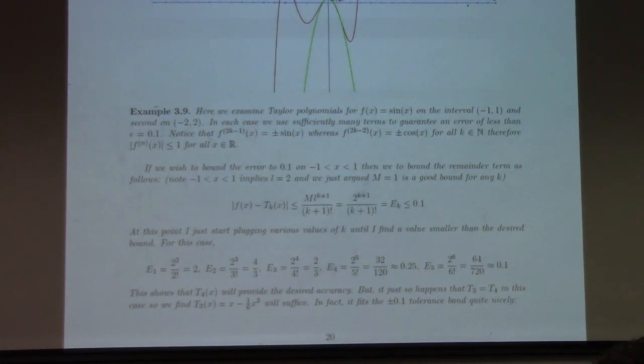Find the Taylor expansion for f of x equals x cubed centered about 2. You can do that. It will be a 3rd order polynomial.